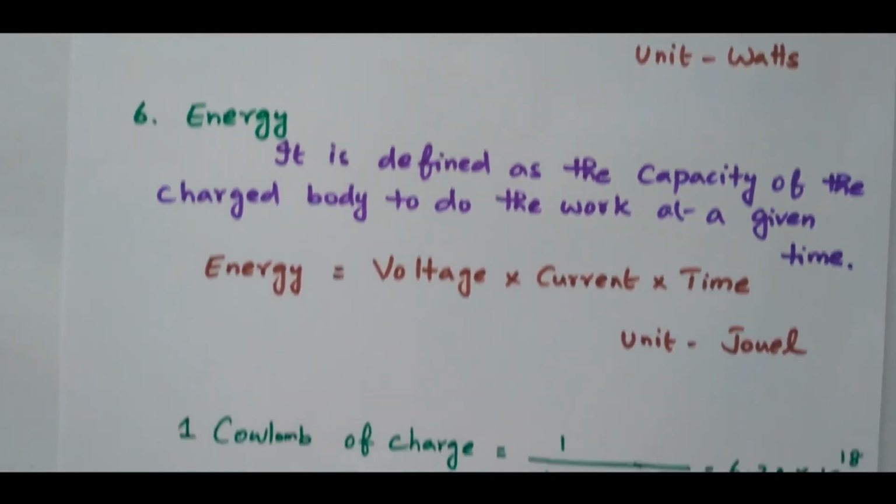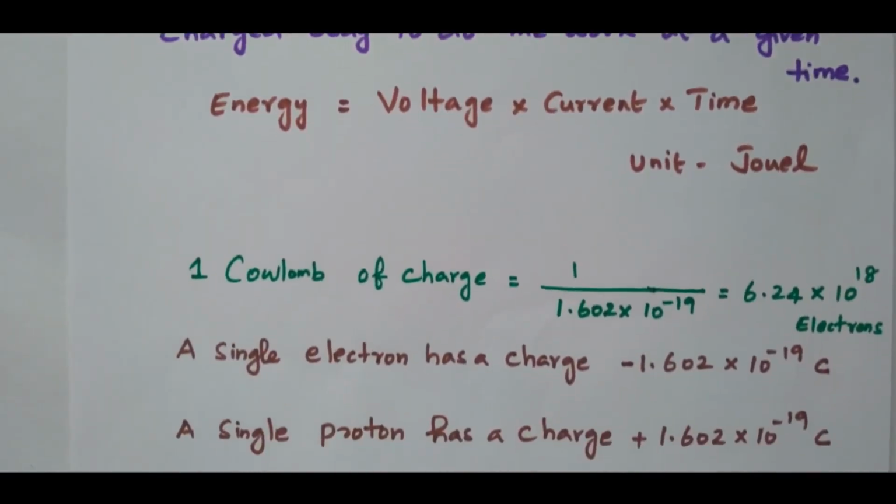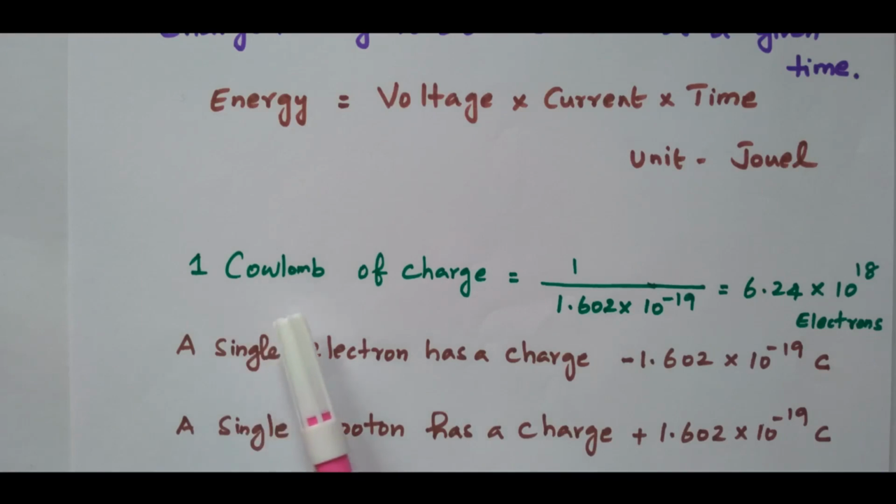Next we'll see the charges. What is the general term for the charge? So 1 coulomb of charge is equal to 1 divided by 1.602 into 10 to the power minus 19. Universally, it is a constant. The 1 coulomb of charge is this value. So it is nothing but 6.24 into 10 to the power 18 electrons. That is 1 coulomb of charge.